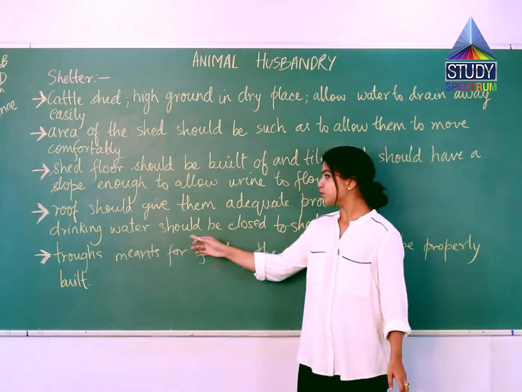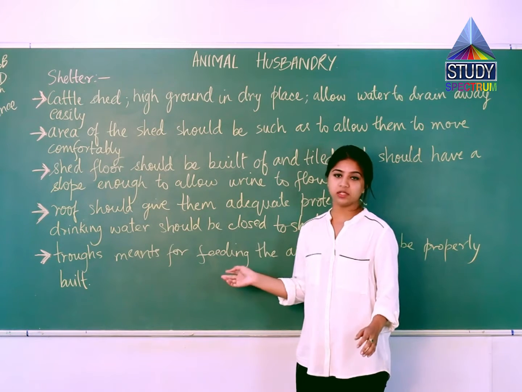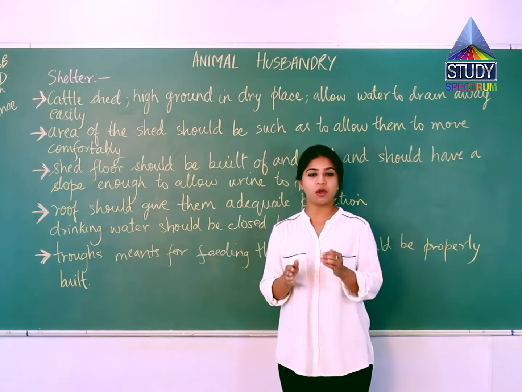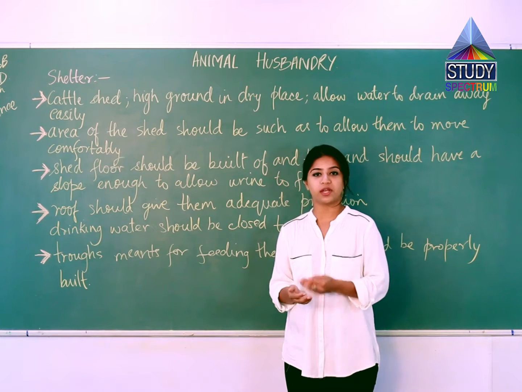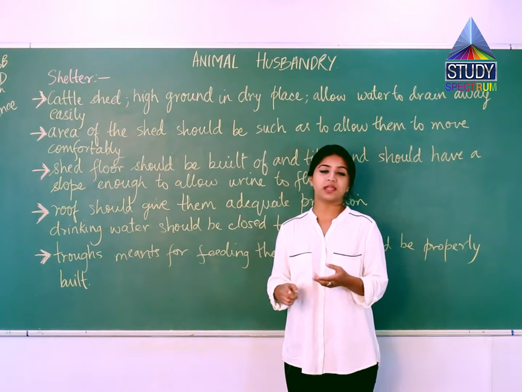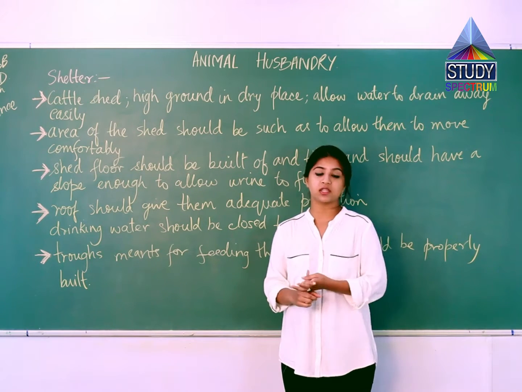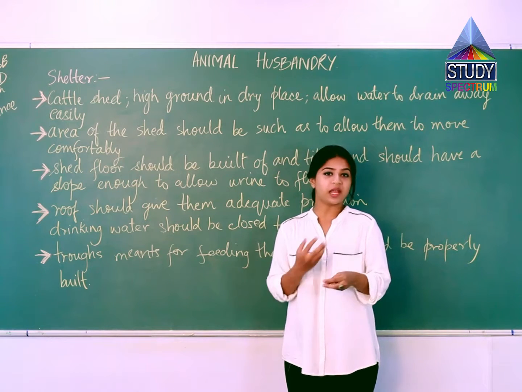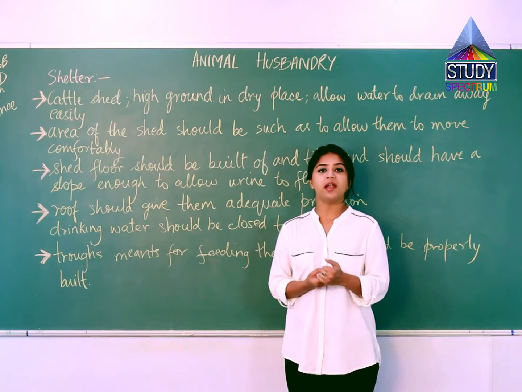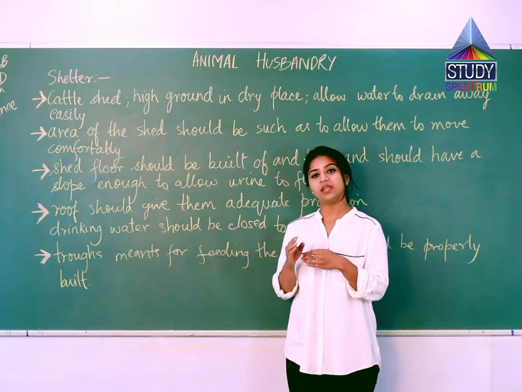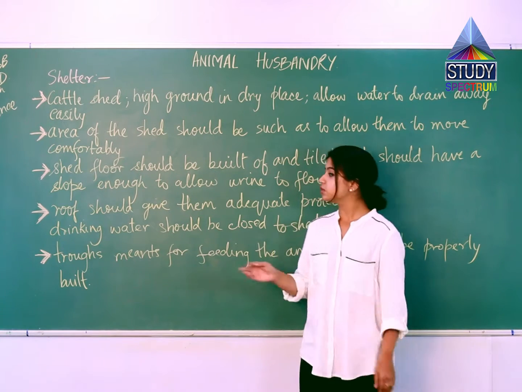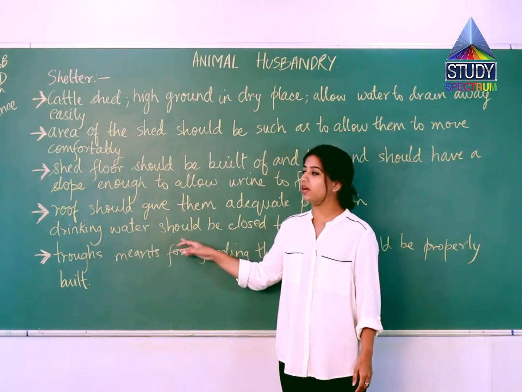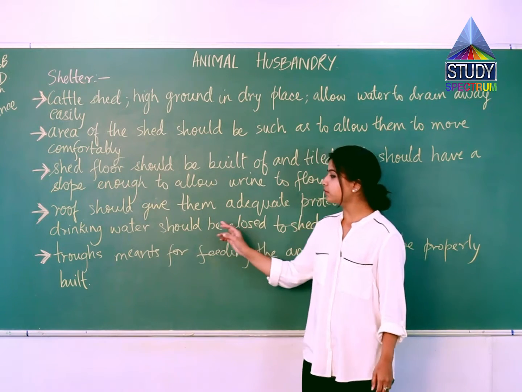The next is the roof should also give them complete protection. The roof should be built in a strong manner so that it provides protection against excessive sun, against excessive rains and any other climatic conditions, and does not subject them to extreme climate. That is why the roof should also be constructed in a very wise manner.